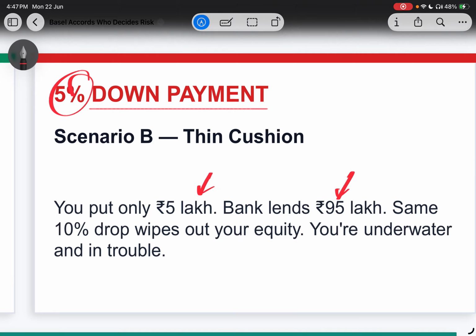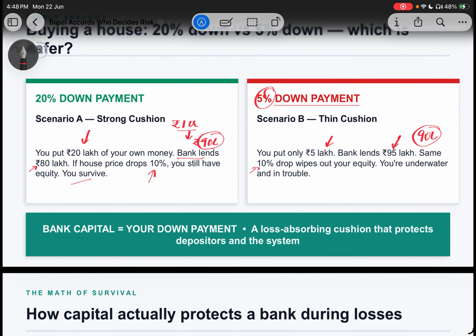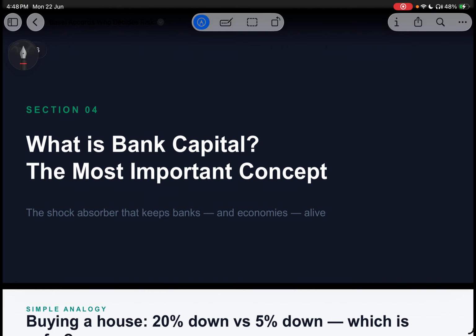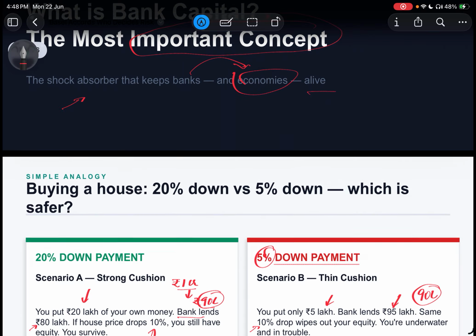You put in 5%, the bank lends 95, and there's a 10% drop. Now the asset itself is worth 90 lakh rupees. This is the problem with a thin cushion, right? So bank capital is nothing else but your down payment, right? And this is the most important concept that we have to learn. It is basically a shock absorber that is keeping banks and the economies alive.